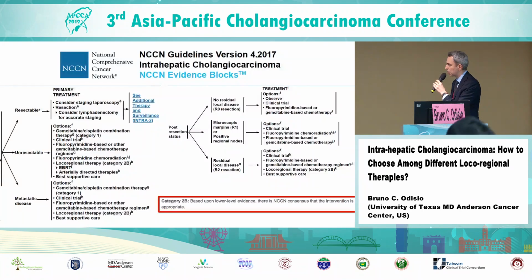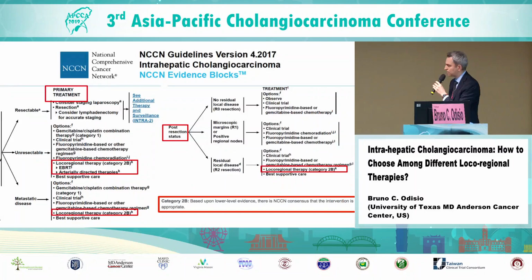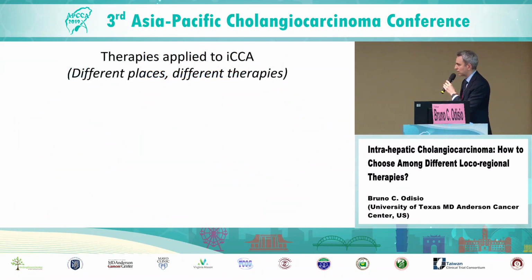NCCN guidelines talk about loco-regional therapies for resectable, unresectable patients with metastatic disease as well as post-resection status. Nevertheless, this is a category 2B by the NCCN guidelines, and the reason for that is the vast majority of the publications we have available so far are retrospective studies, and we need to improve on that.